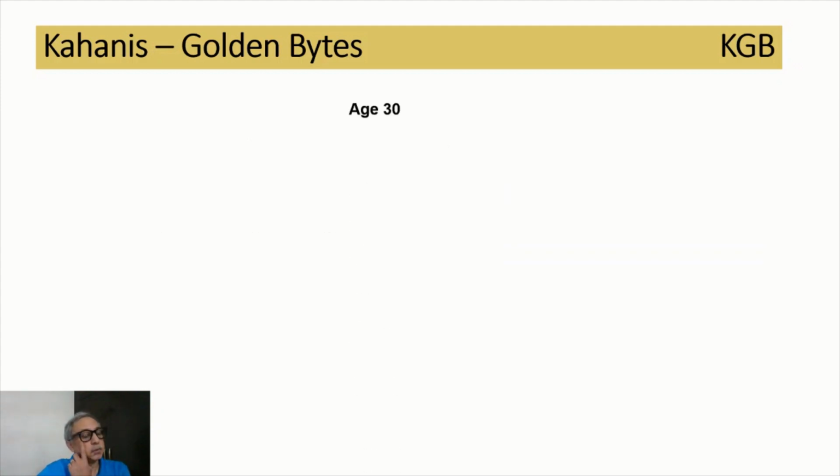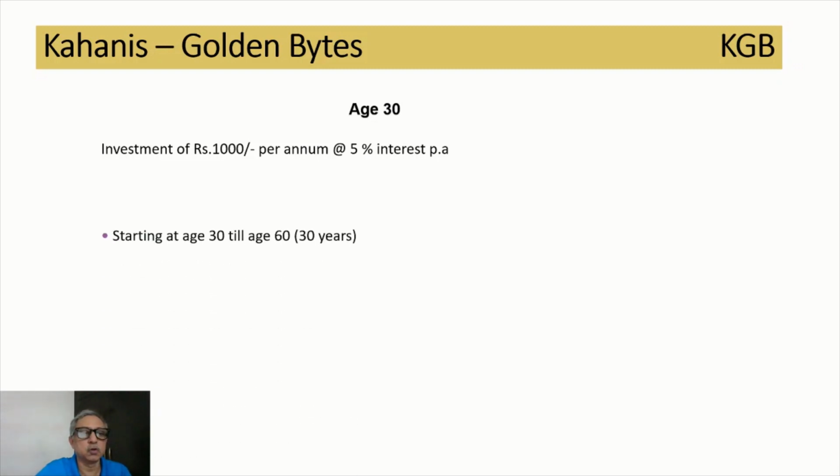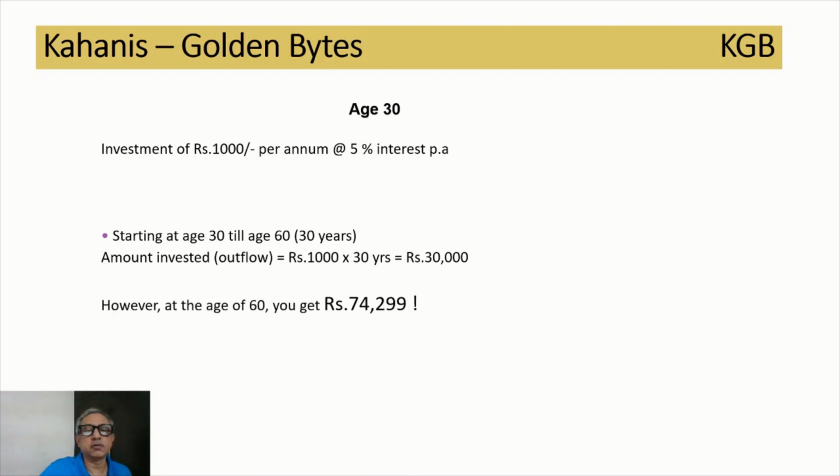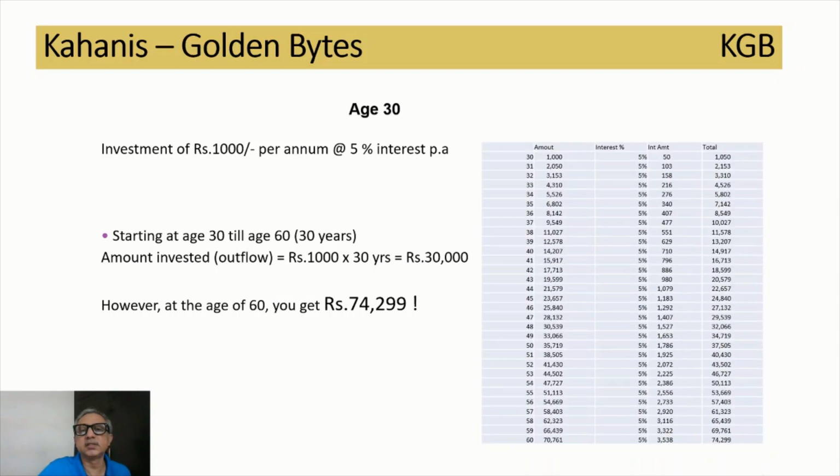Now let's take another example. At the age of 30, the same amount, 1,000 rupees, earning 5% per annum. So 1,000 rupees per annum, not per week, not per month. Now let's say we change it slightly more. At the age of 30, you invest not for 13 years, but till the age of 60. So 30 years, you actually put in 1,000 rupees each. So that's 30,000 rupees. What does this become? At the age of 60, this amount comes to 74,299, exactly the same way.